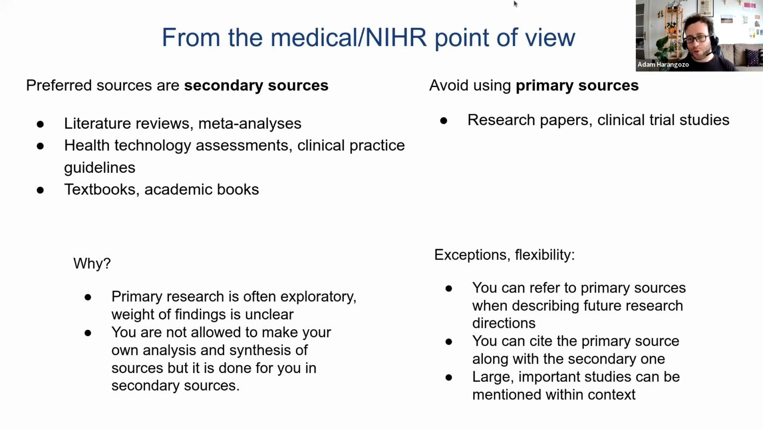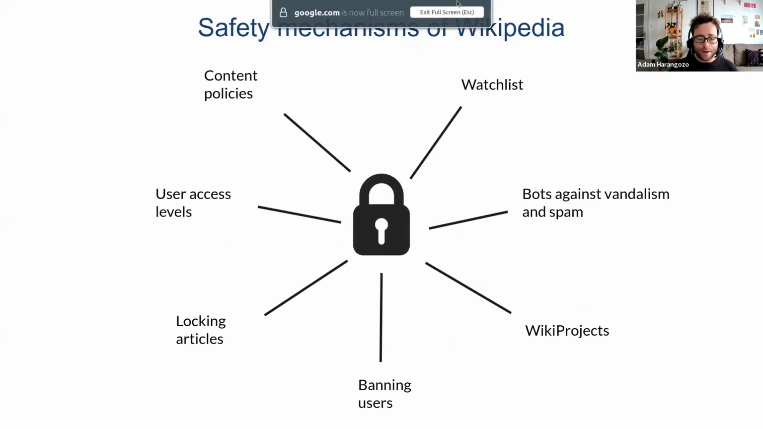What we do usually is we either put it as kind of a describing what research is being done in a field. So we're not saying that this is the evidence, but this is what is being researched at the moment. Yeah, that these are the directions. And of course, we can sometimes argue that a study is just important enough to be included, even if it's a primary study.